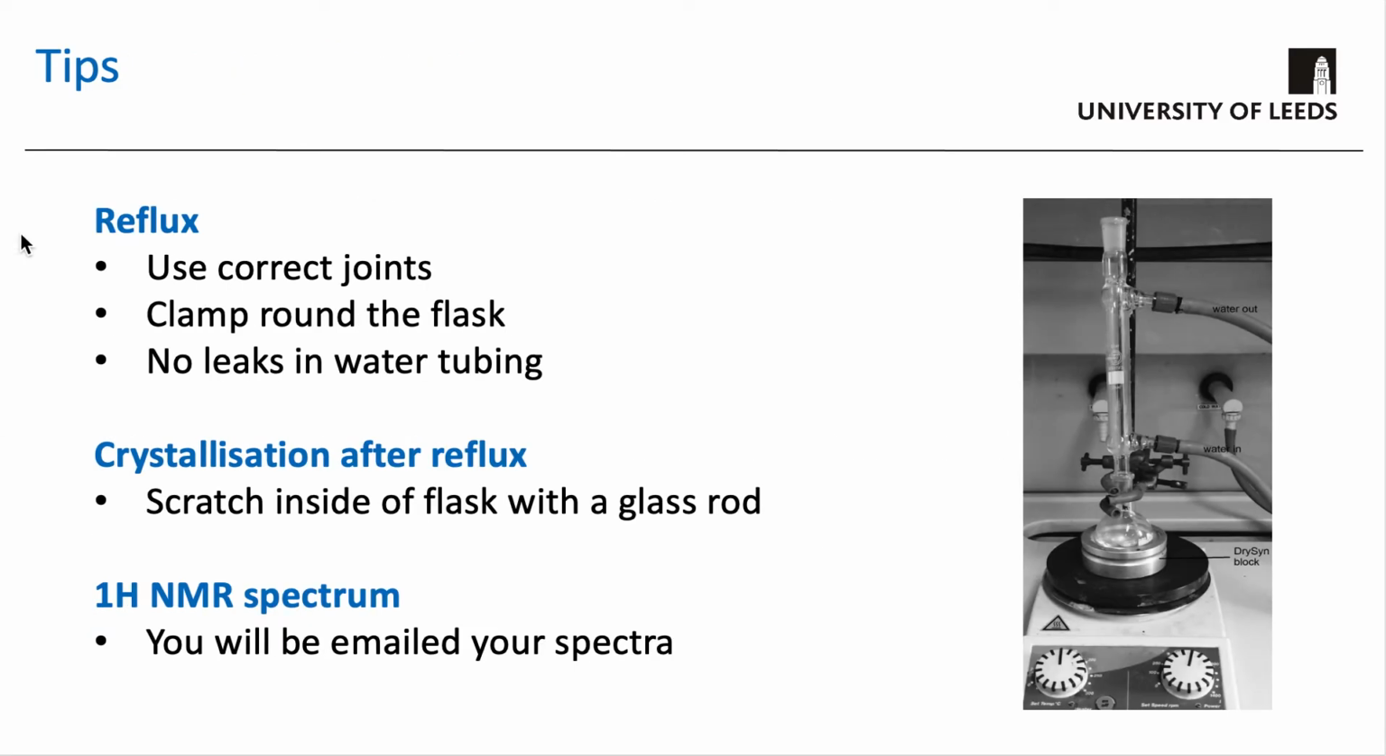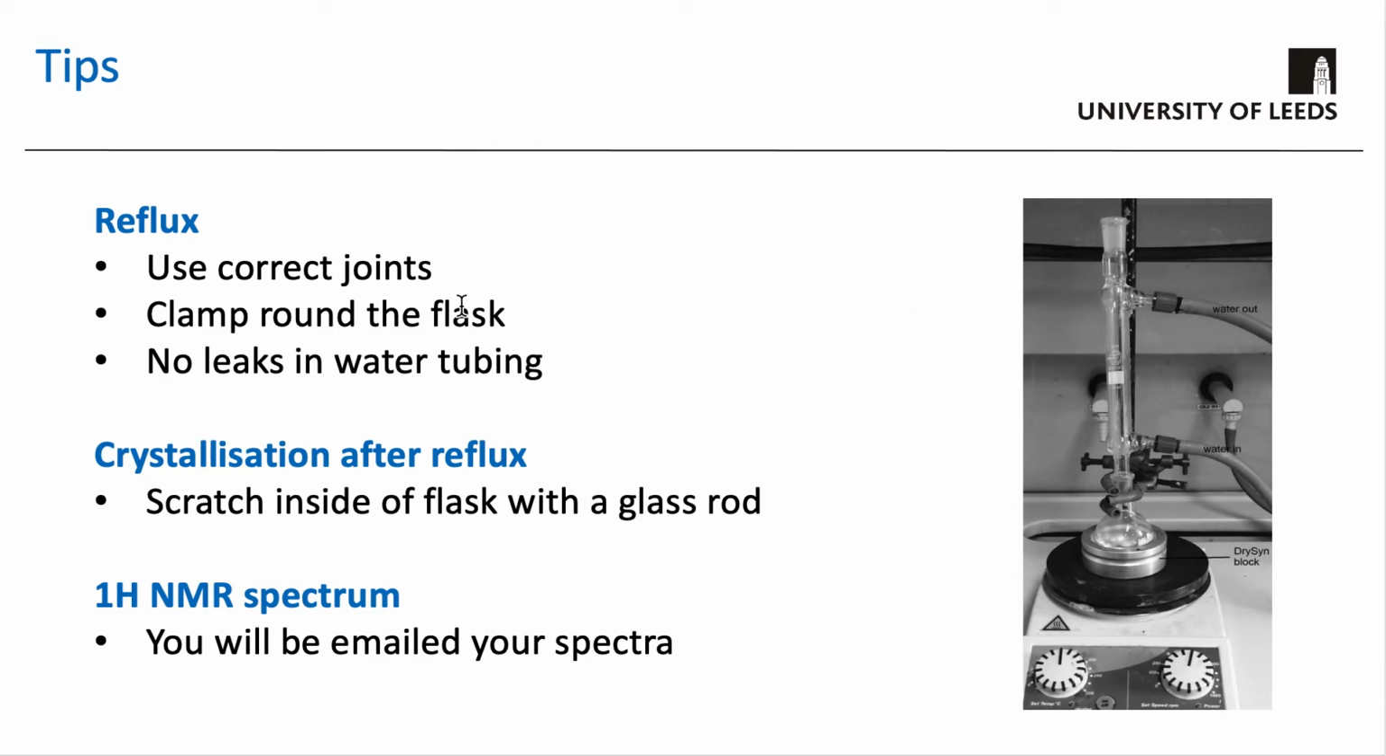Okay, so I'll finish with some tips to help you through the experiment. The first thing relates to making sure that you set up your reflux correctly. What you're going to be doing is attaching a round bottom flask to a condenser, and you'll have different size flasks and different size condensers, and you need to make sure that the joints of the condenser and the flask match up so there's no gap in between the condenser and the flask, because if there is a gap, then when you're heating up the reaction, your solvent will simply boil away.